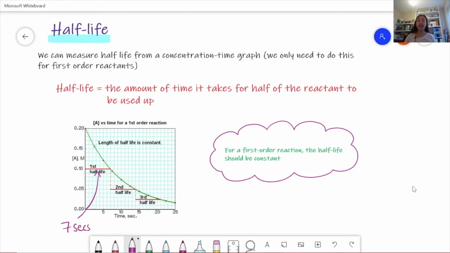And the second half-life is the same. So we've recorded the time that the concentration has decreased from 0.1 to 0.05 moles per decimetre cubed this time, because again, we're taking half of it. And this is also 7 seconds. And so the really important thing to remember is that for a first order reaction, the half-life is always constant. And this is how we can tell between a first order reaction and a second order reaction: for a second order reaction, the half-life will not be constant.